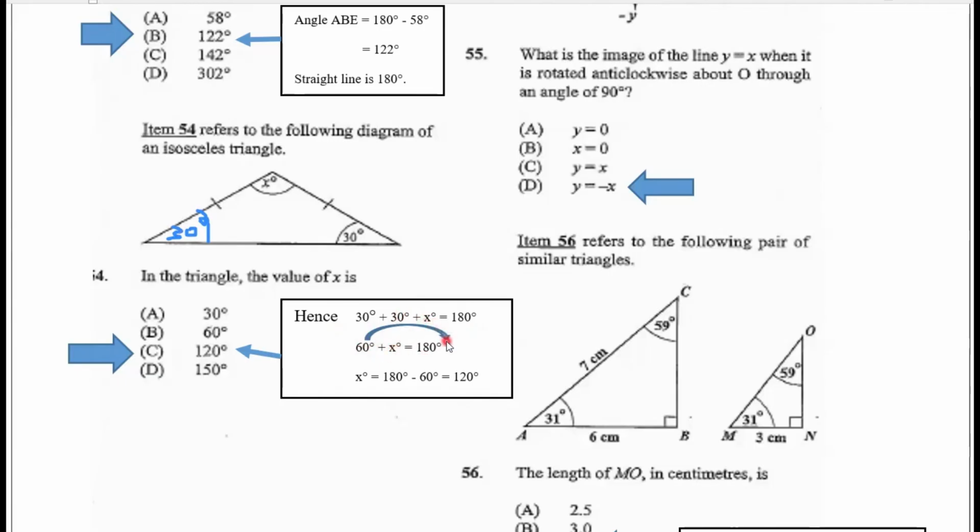And carry 60 across. You know, it will obviously be subtracted when it goes across. 180 minus 60 will give you 120 degrees. Okay, again, 30 add 30 is 60. 60 plus x is 180. And when you carry it across, it'll be 180 minus 60 to give you 120 degrees.